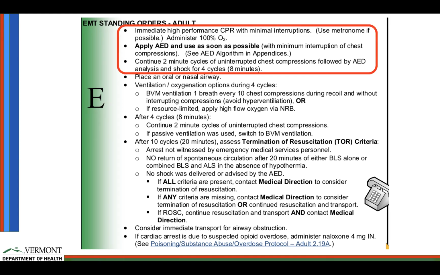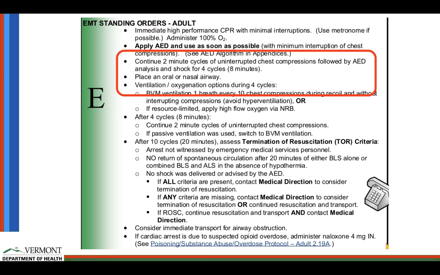Initiate immediate high-performance CPR with minimal interruptions. Use a metronome if possible. Apply the AED and use as soon as possible. Continue 2-minute cycles of uninterrupted chest compressions followed by AED analysis and shock if indicated for 4 cycles.